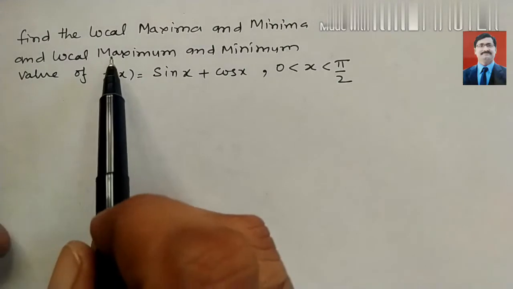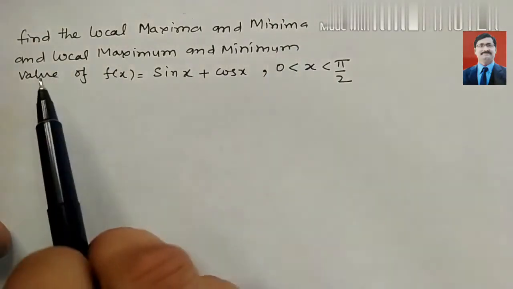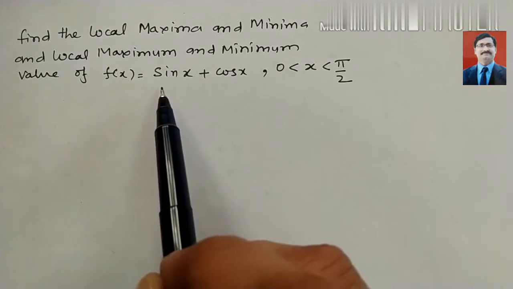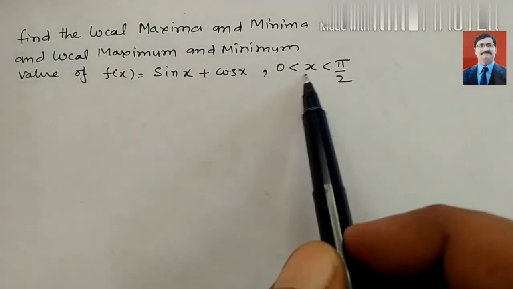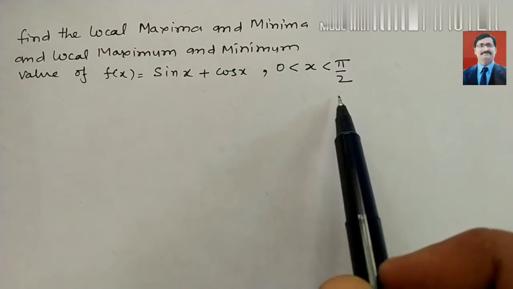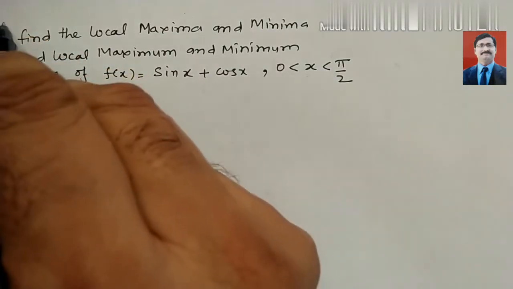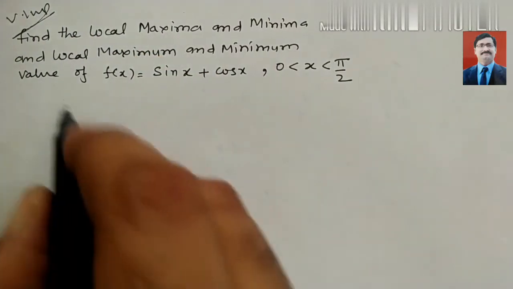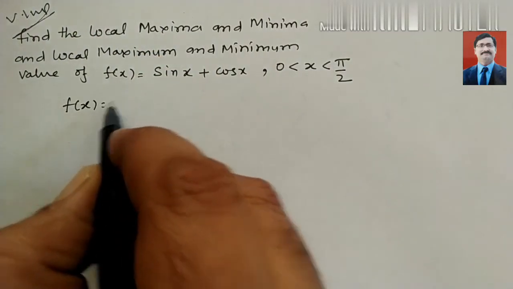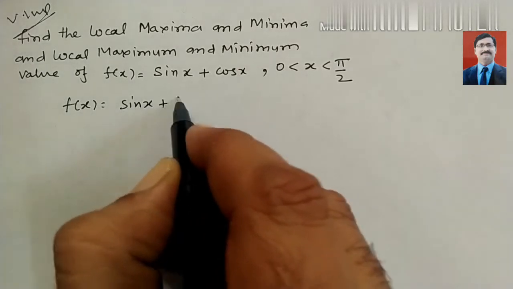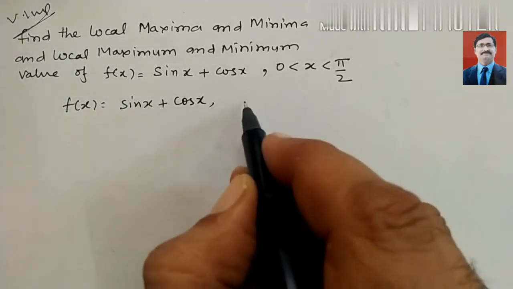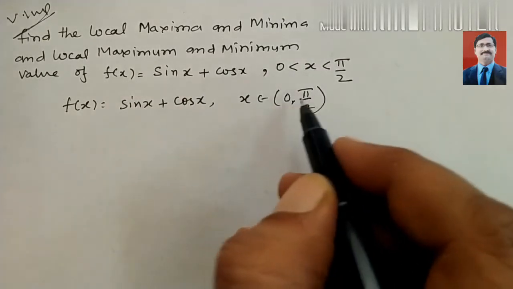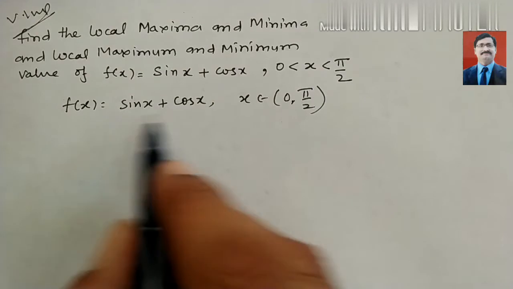Look here, find the local maxima and minima, and the local maximum and minimum value of the function f of x equals sin x plus cos x, if x is greater than 0 and less than pi by 2. This is very important. Now first we write the function f of x equals sin x plus cos x, and here x belongs to 0 to pi by 2. You can check that this is an open interval.